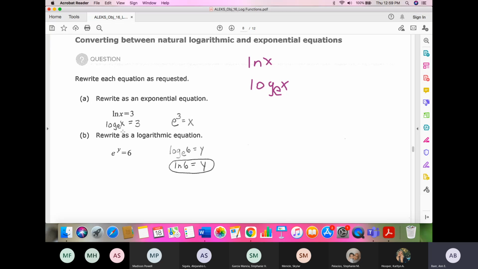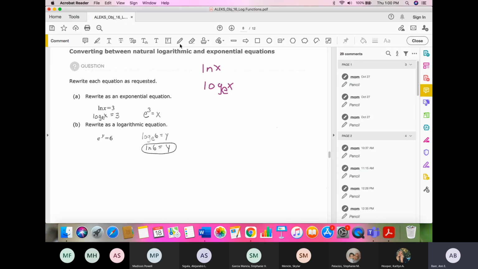So we found our base. Then we need the exponent. This entire log here, all three pieces, is an exponent. So our exponent is this, 3, equals what's left. We haven't used this x yet, so that's what's left. So that's the answer to part A. e to the third equals x. This is the answer.